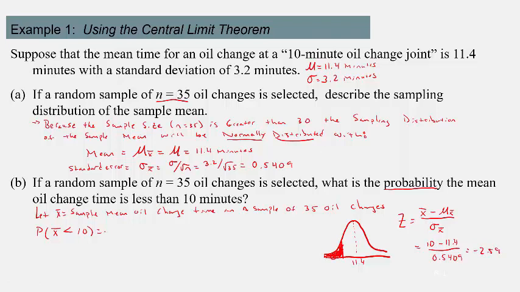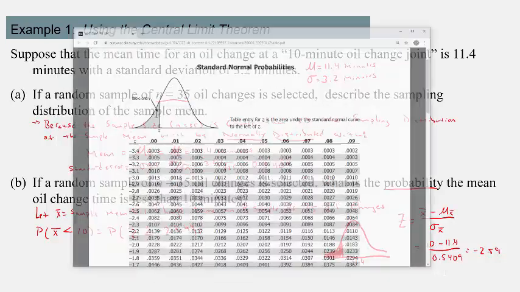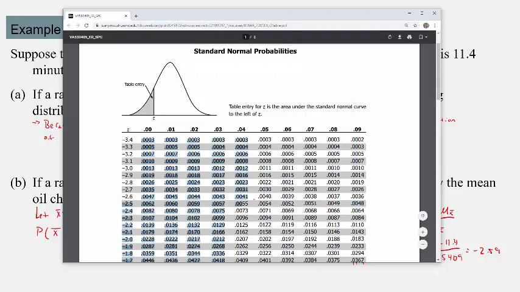Okay, so now this problem just becomes, hey, what's the probability a z-score is less than minus 2.59? Well, at this point, you can go grab the table. Area to the left here, minus 2.5 right here, and 9 all the way in the corner here. So minus 2.59. So the probability is 0.0048.